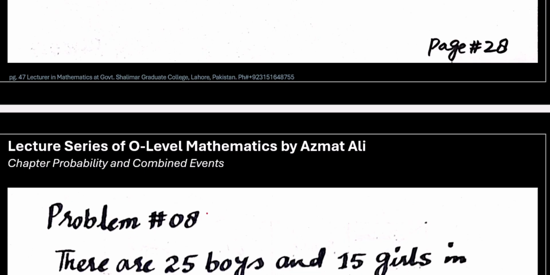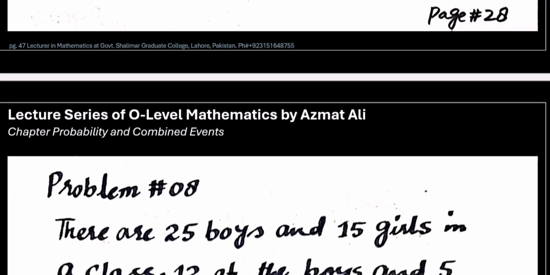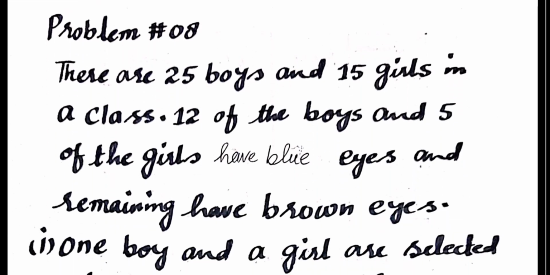Problem number 8. This problem is actually not related to dependent and independent events. Actually, this problem is related to the addition law of probability. This is related to A union B. But this is also an important problem.